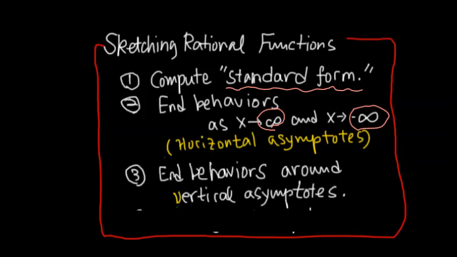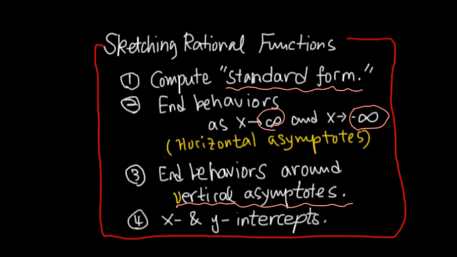Next thing is by looking at the vertical asymptotes right here, and we figure out how the end behavior around the vertical asymptote looks like. So that's going to be something we can figure out. At the end, by looking at the x-intercept and y-intercepts, we can have additional information, and we can relatively locate the portions of the graph fairly accurately. So these are usually the things that we go through.